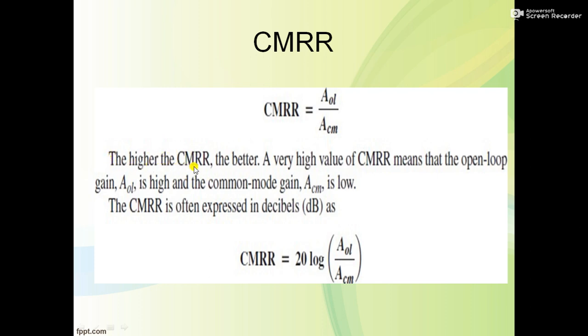So a very high value of CMRR means that the open loop gain AOL is higher and the common mode gain is very low. If the CMRR value is high, we can say that better amplification will happen in the op-amp circuit, and this CMRR is expressed in decibels, that is 20 log of AOL divided by ACM, open loop gain divided by common mode gain.